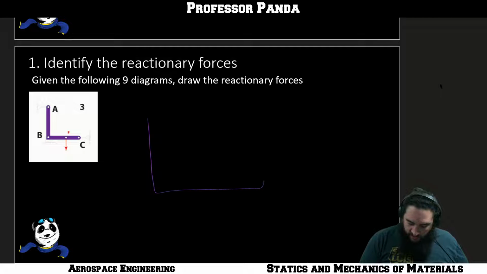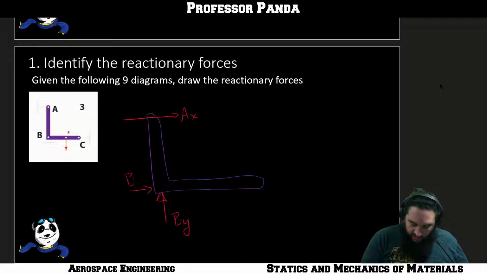We have 3 connection points this time, so we'll draw a representative body. AX. We have a BY here, we have a BX, and another CX.